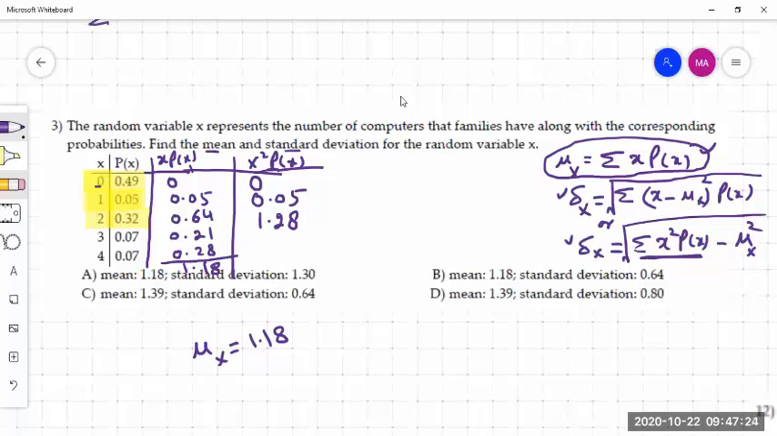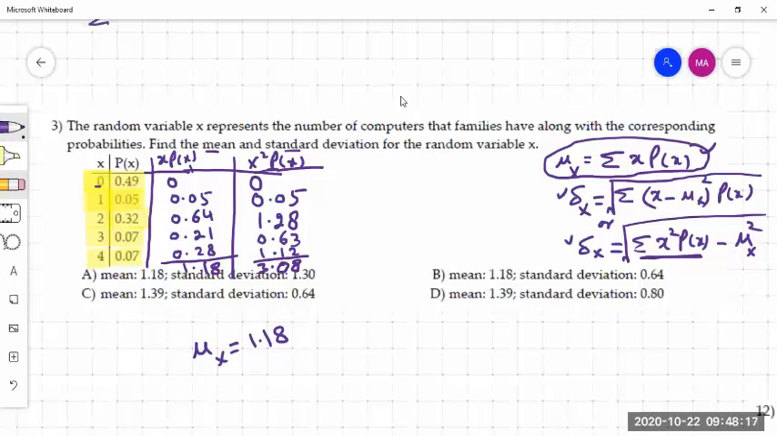And similarly, 3 squared is 9, and 9 multiplied by 0.07 is 0.63. And 4 squared is 16, and 16 multiplied by 0.07 is 1.12. I add this up, and it sums to 3.08. So the sum of x squared P(x) is 3.08.